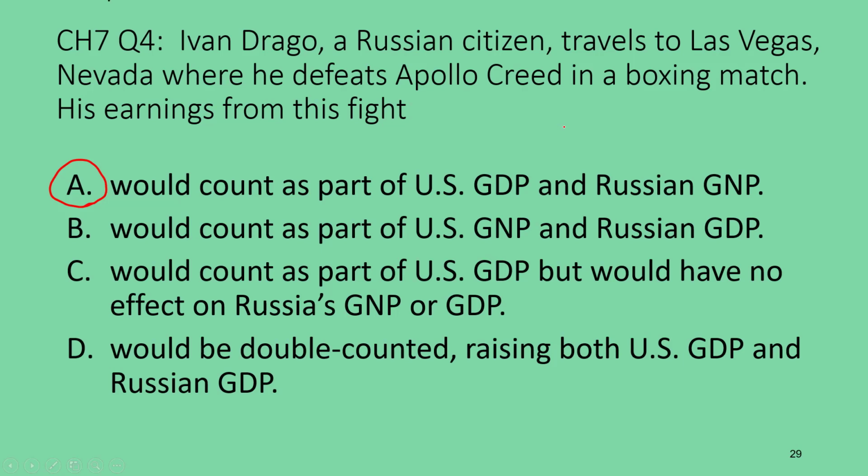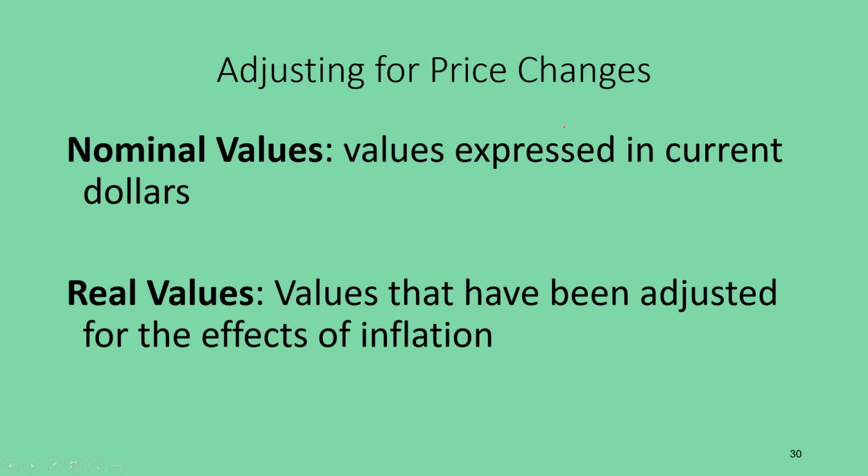Moving forward, right, that is going to be it for part 2 of chapter 7. When we come back next time, we're going to talk about how to adjust for price changes, or what's the difference between nominal values and real values. We're going to do things like calculate a price index, and then learn how to calculate a real value using those price indexes, right? So that's what we're going to be talking about in our third and final lecture video for chapter 7.